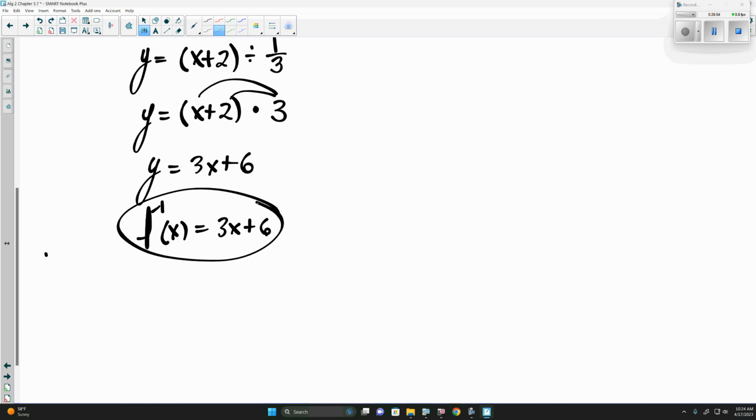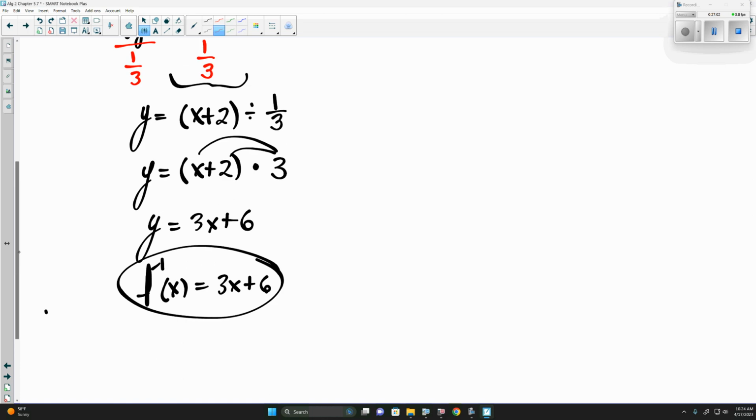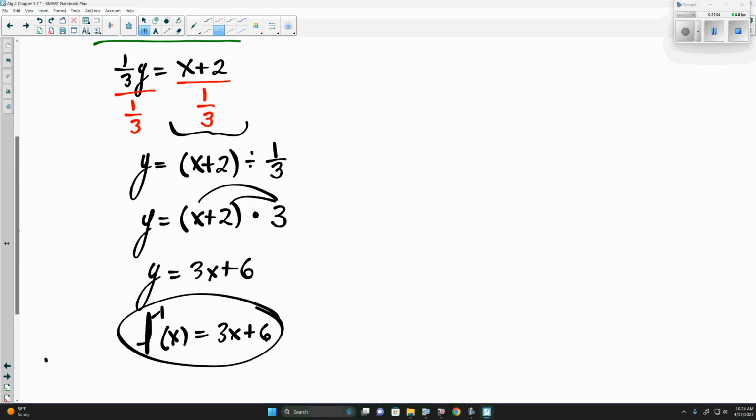Or we could have multiplied by 3. Questions on this here? Because the other route, instead of dividing by 1/3, is we could have multiplied by 3, and it would have simplified it a little bit quicker. Any questions on any of this here? Any questions over anything we've done so far?